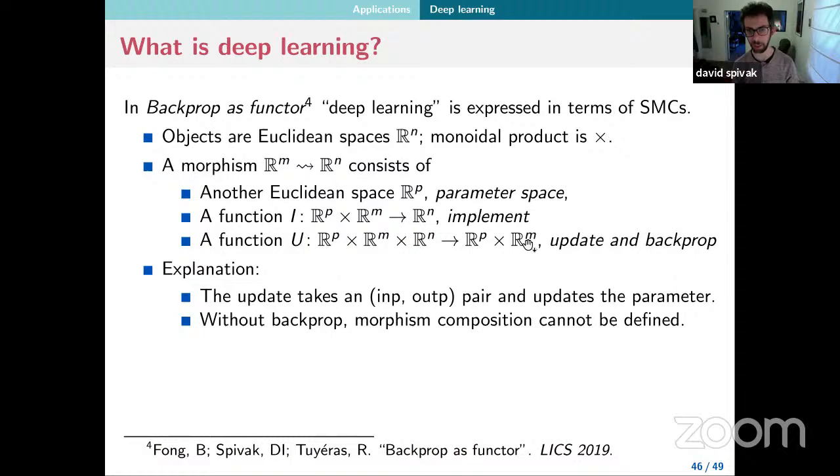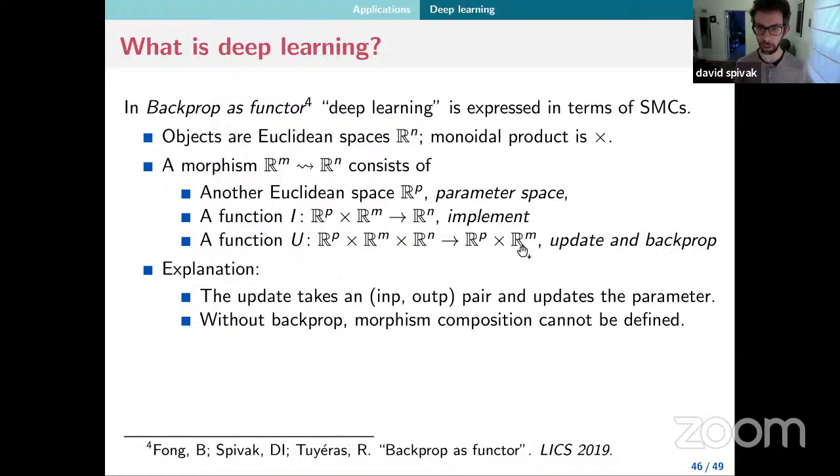Now, without this R^m part, if you delete this factor, you wouldn't be able to compose these morphisms. These would not be morphisms in a monoidal category if you only updated, because when you try to compose them, if you had a training pair on the composite, you wouldn't be able to get a training pair on the first of your two maps. So you can't define composition without this second part.